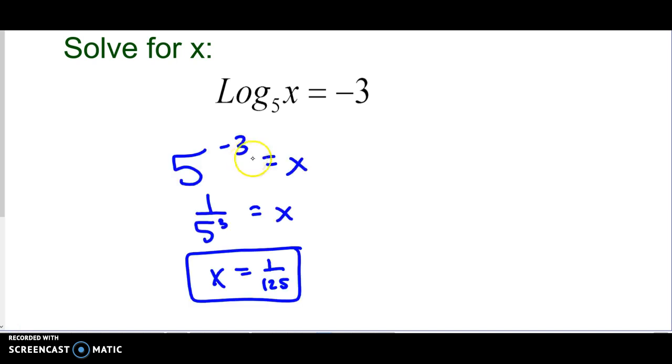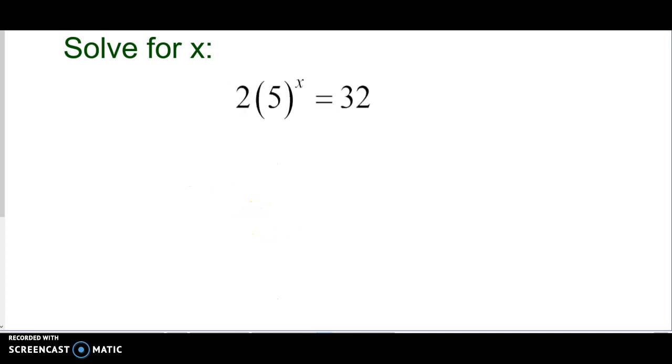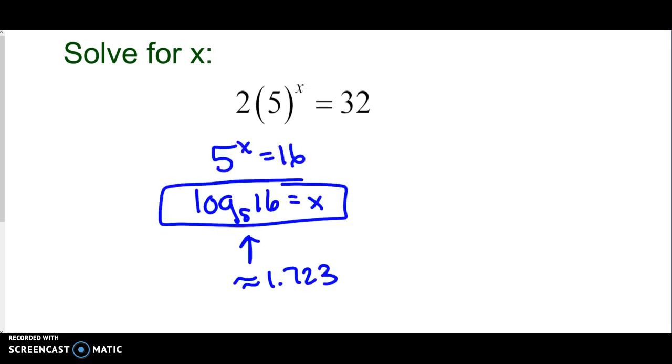Exponential form, I got 5 to the negative third power is x, which is the same thing as 1 over 5 cubed, which 5 cubed is 125. So I get x is 1 over 125. Let's have you guys try this one. X is equal to log base 5 of 16. If the directions had asked to round to 3 decimal places, then I would have wanted this answer here, which you could use your change of base to get this if you don't have a newer calculator. But if it did ask in the directions for an exact answer, I would just leave it like this.